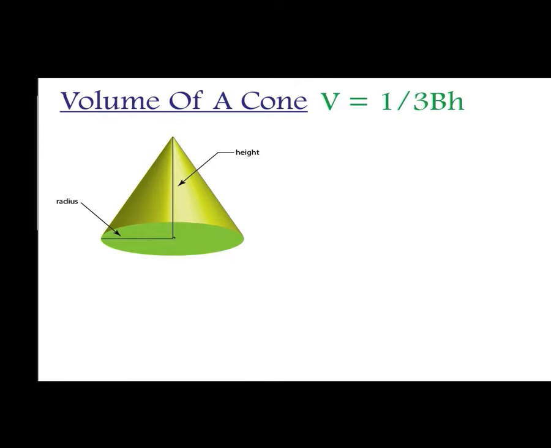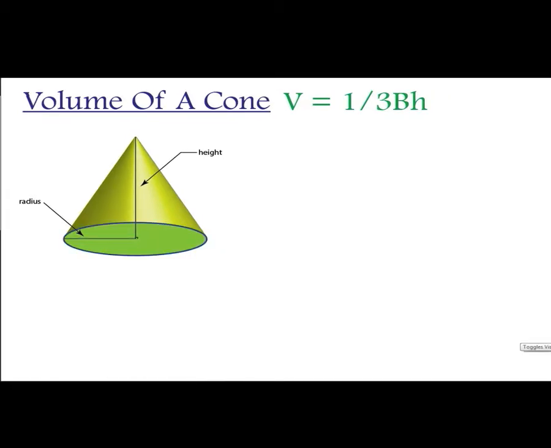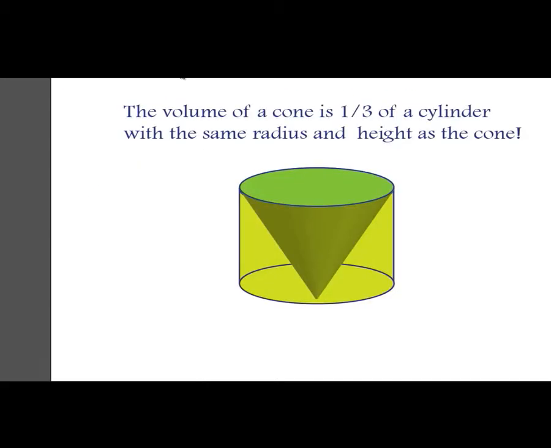So the dimensions we need to know in order to solve for the volume of a cone are the height that runs from the top point all the way down to the center of the circle on the base, and then our radius of that circle on the bottom. So let's take a look at a relationship that the cone has to another 3D shape, and maybe we can get a better understanding of why we use 1/3 in our formula for finding the volume of a cone.